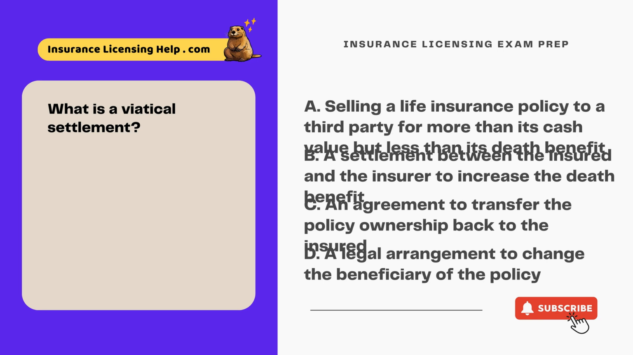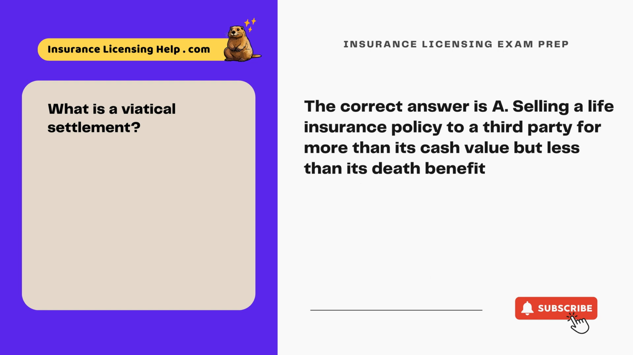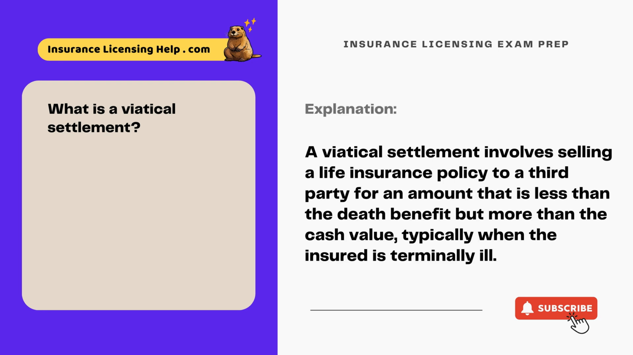What is a viatical settlement? A. Selling a life insurance policy to a third party for more than its cash value, but less than its death benefit. B. A settlement between the insured and the insurer to increase the death benefit. C. An agreement to transfer the policy ownership back to the insured. D. A legal arrangement to change the beneficiary of the policy. The correct answer is A. Selling a life insurance policy to a third party for more than its cash value but less than its death benefit. A viatical settlement involves selling a life insurance policy to a third party for an amount that is less than the death benefit but more than the cash value, typically when the insured is terminally ill.